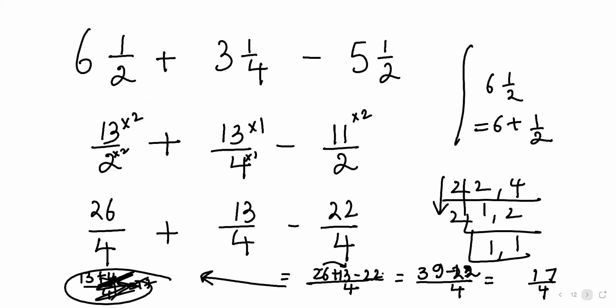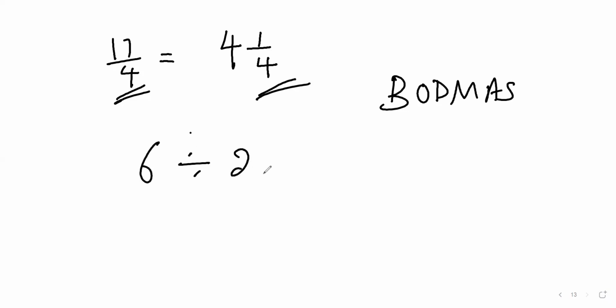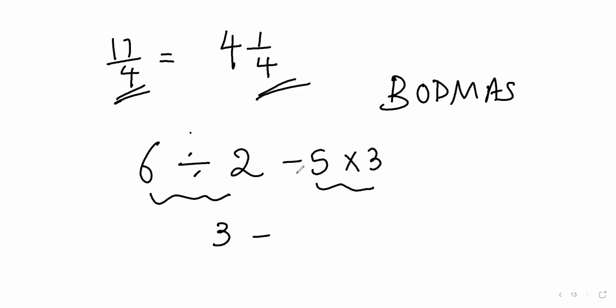So remember, children, always apply BODMAS. And whenever you have a doubt, just write that BODMAS, so that confusion is gone. Where I say 6 divided by 2 minus 5 into 3, for example, you can perform this first. 6 divided by 2 is 3. Minus, now you can perform this because you have 5 into 3. Multiplication precedes subtraction. 3 minus 15, which is minus 12.